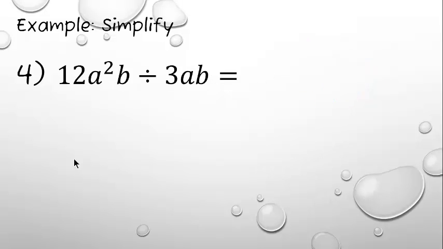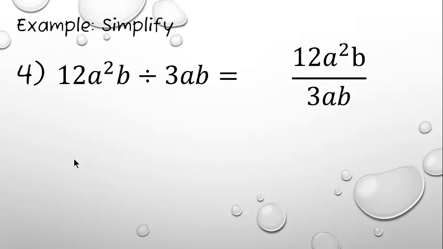Okay, looking at another example. 12a squared b divided by 3ab. Okay, writing it as a fraction again. 12a squared b over 3ab. Looking at the coefficients first. 12 divided by 3. Okay, 3 goes into 12 4 times. 3 goes into 3 once, so we have 4 over 1.